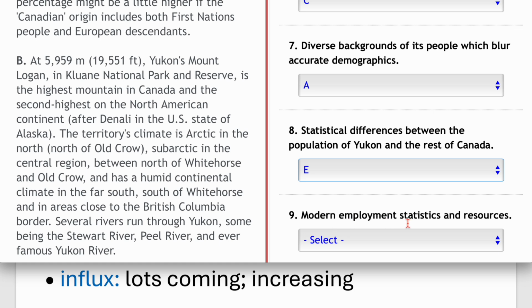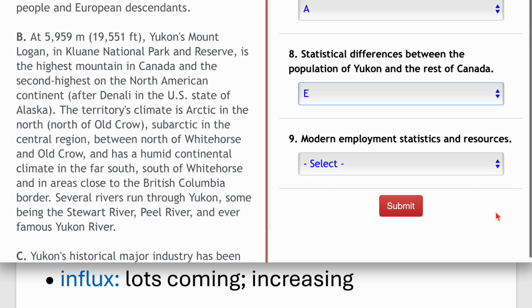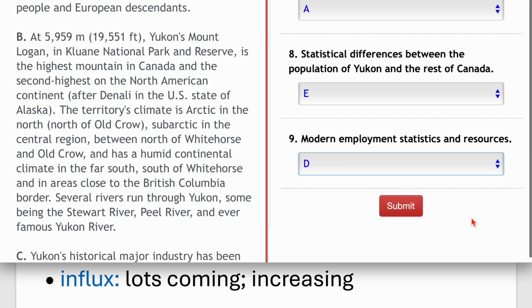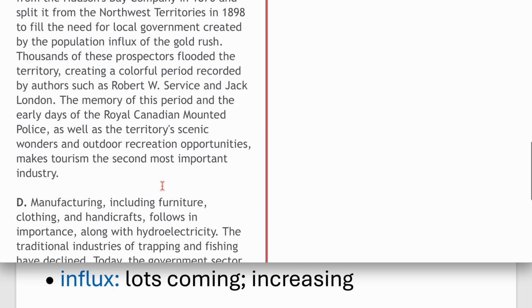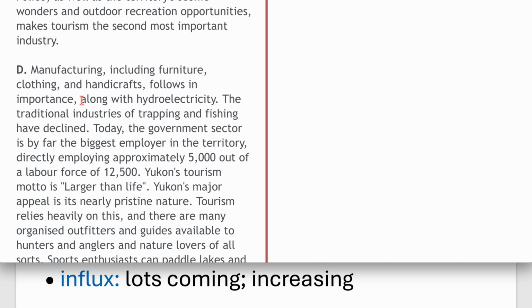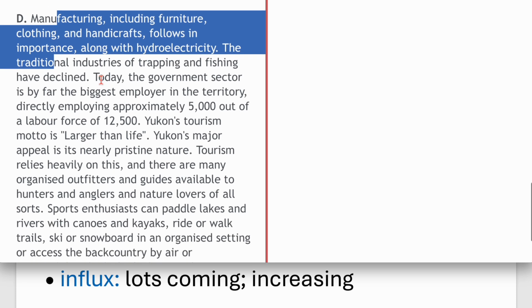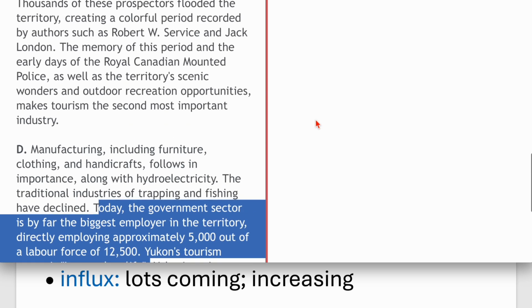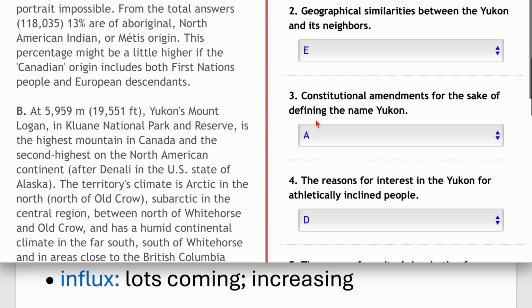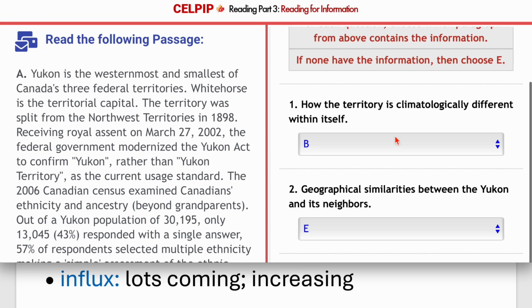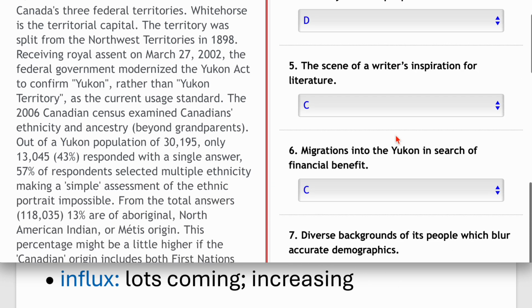And modern employment statistics and resources, D or E? D, right? Because it did say here very clearly how the traditional industries of trapping and fishing declined. It talked about new industries and who employs the most people. Okay. All right, then, everyone. Very interesting reading about Yukon. And I think that we've got all the answers here. Okay.